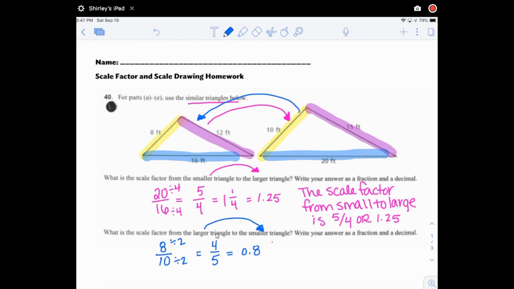Okay, so the scale factor from large to small is 4/5 or 0.8. And notice that that falls right in line whenever we were talking about the size of the scale factor. So from the smaller shape, it's getting bigger. So my scale factor is bigger than 1. But then from my larger shape, if it's getting smaller, that scale factor is less than 1. Okay.